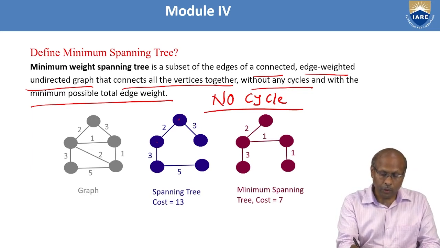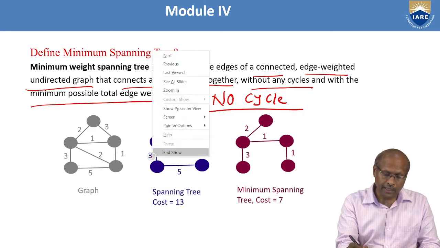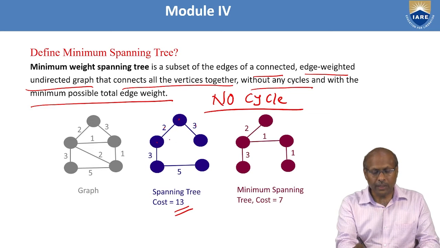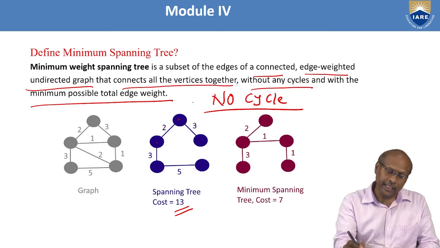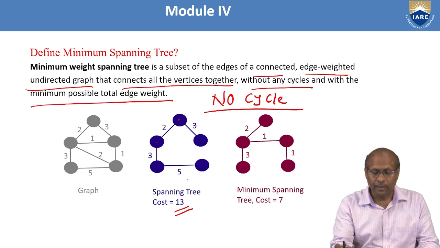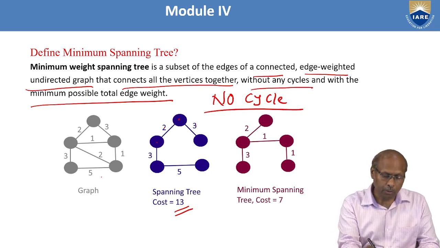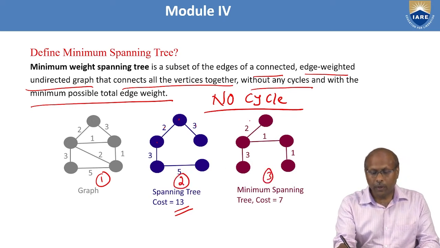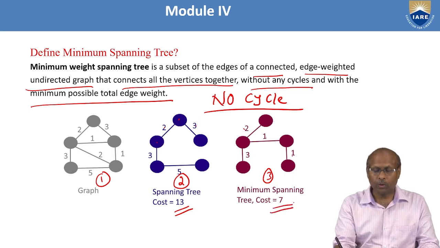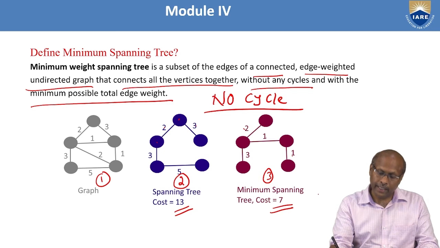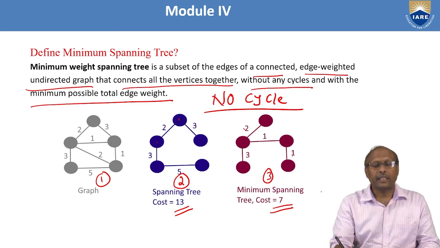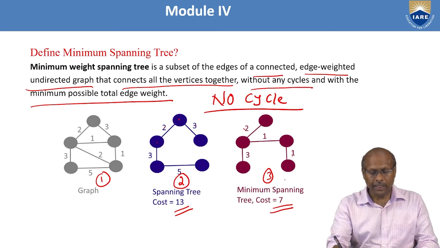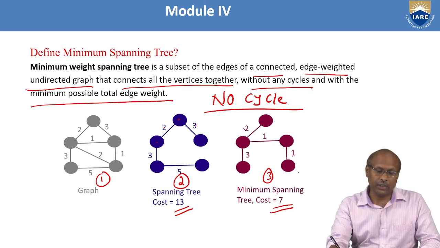The weights are 2, 3, 5, 8, so the weight of this tree is 13. It is connecting all the nodes, but it is not a minimum, so it is simply a spanning tree. Whereas if you observe this third one, this is the first one, this is the second one, and this is the third one. In the third one, 5 nodes are connected, but the weights are 1, 1, 2, 3. So 1 plus 1 is 2, 2 plus 2 is 4, 4 plus 3 is 7. So totally 7. So it is a minimum spanning tree as well as having no cycle. This is a minimum spanning tree with a minimum weight.